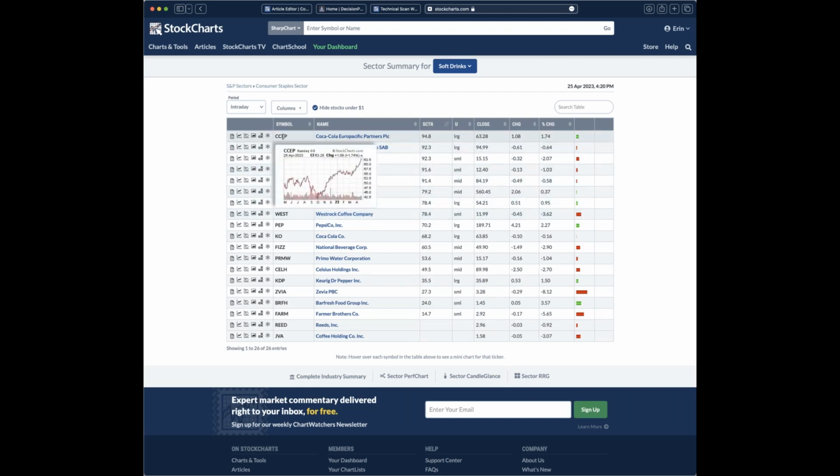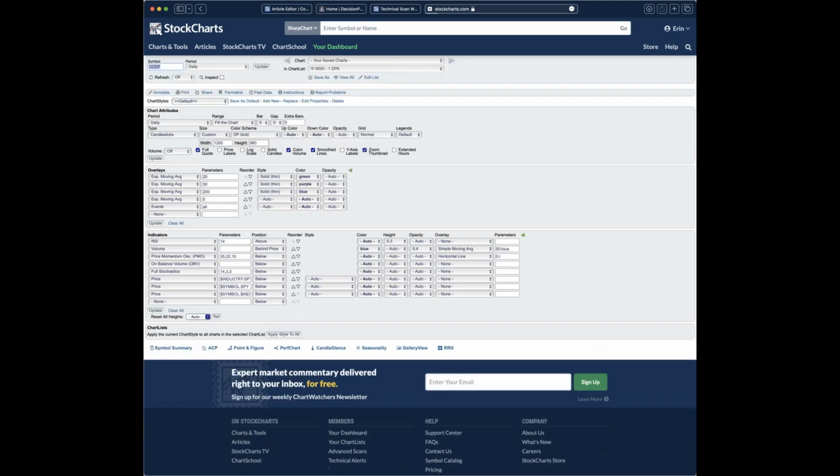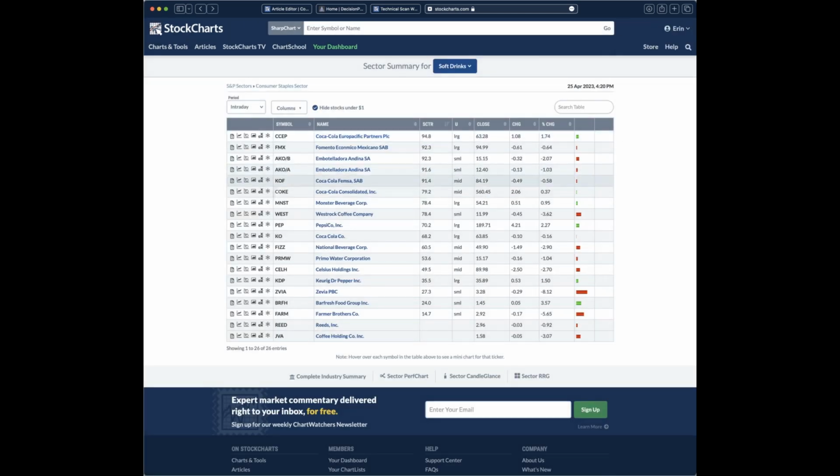You can just hover over the symbol and you can get a really good idea of what looks good right now. And I have to say, Coca-Cola, look at the Euro-Pacific partners, looks good. Look at that really nice move. PMO rising, not quite overbought. RSI is overbought, but this is one of those probably the winner that keeps on winning. When you see this kind of relative strength going on under the surface, that looks really good.